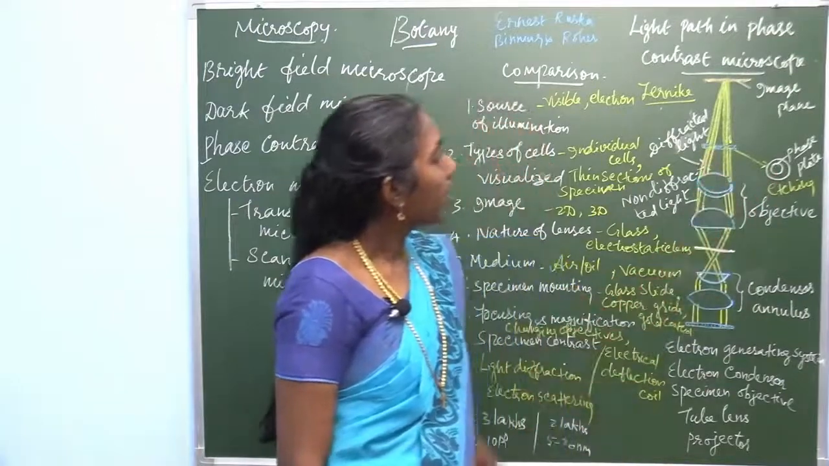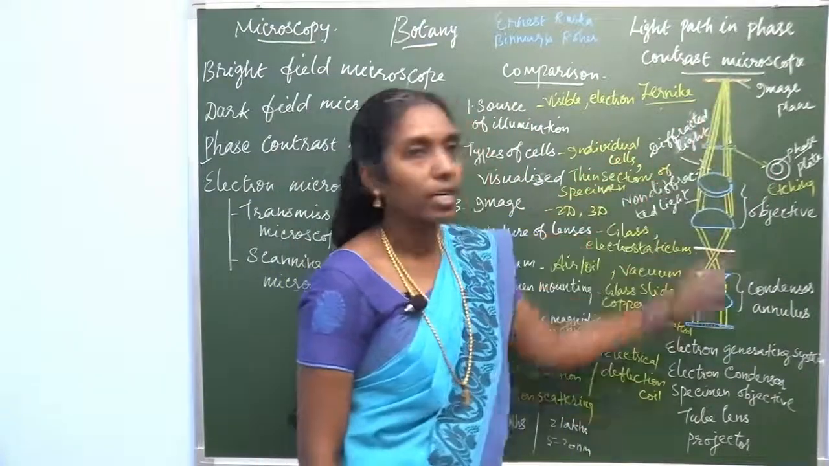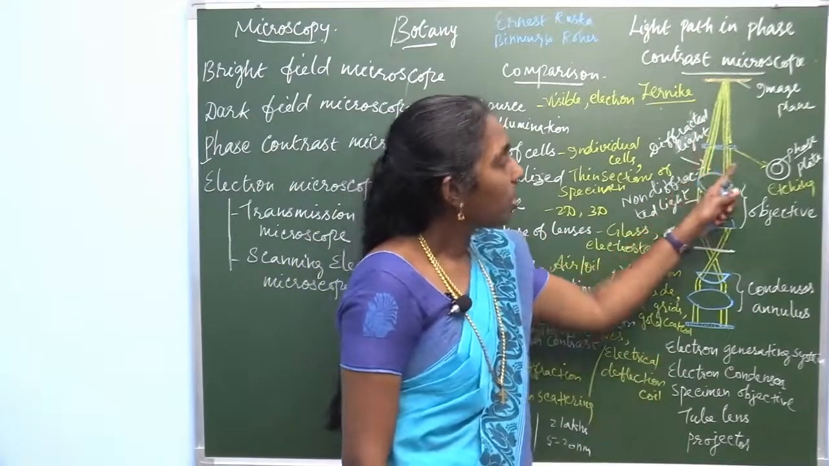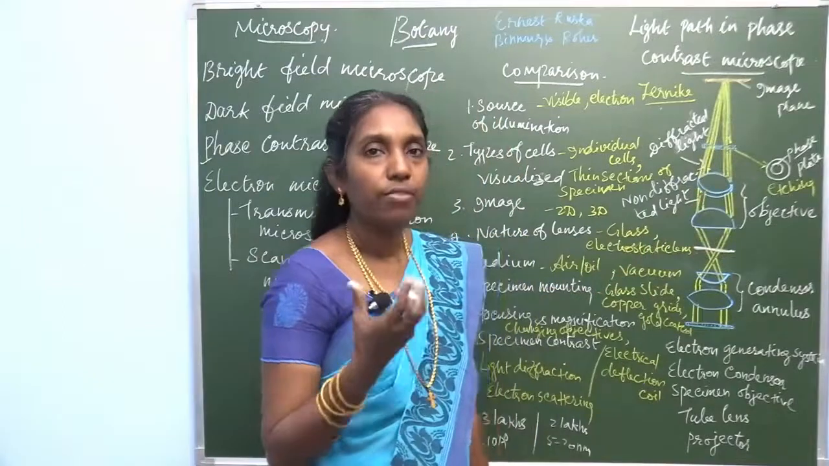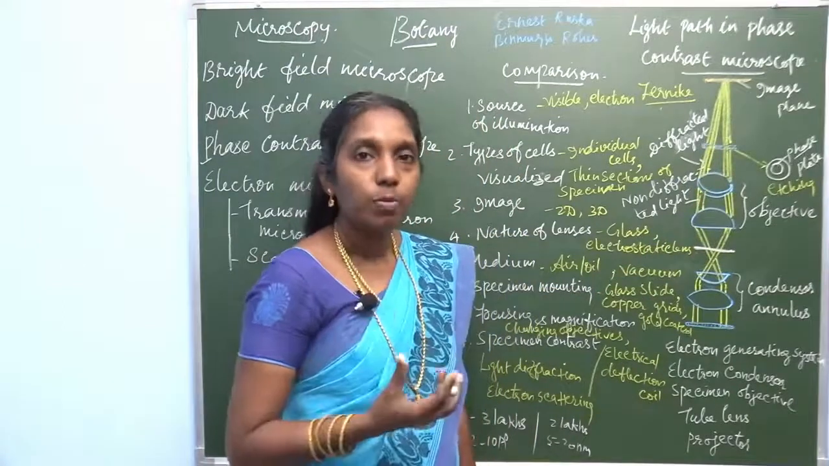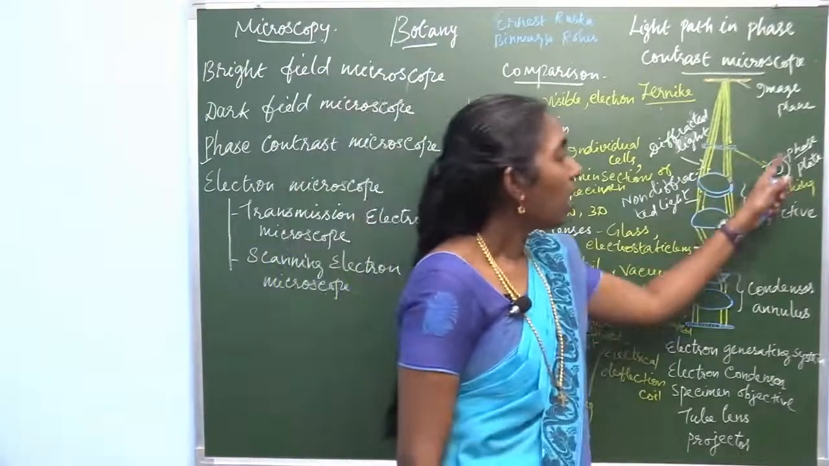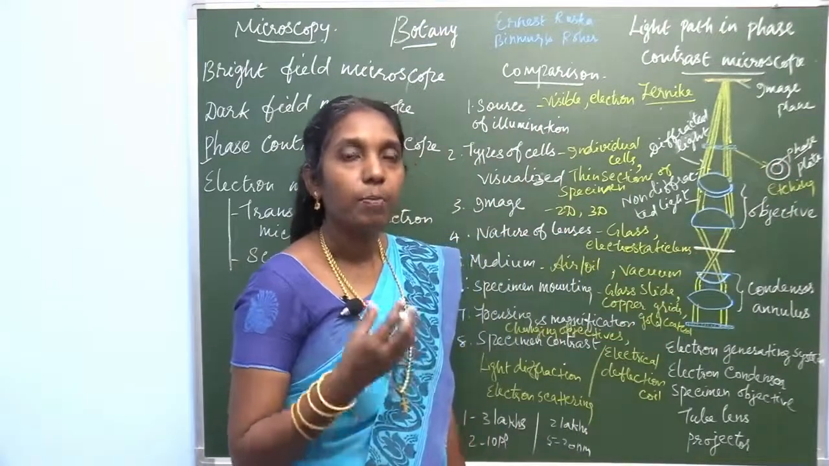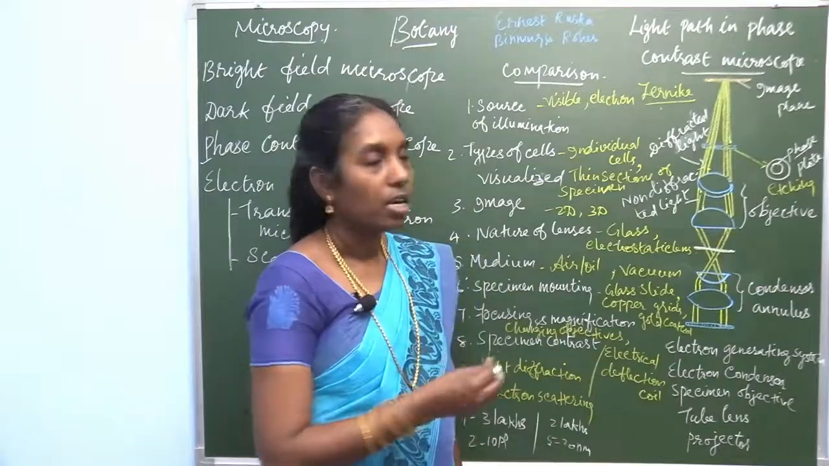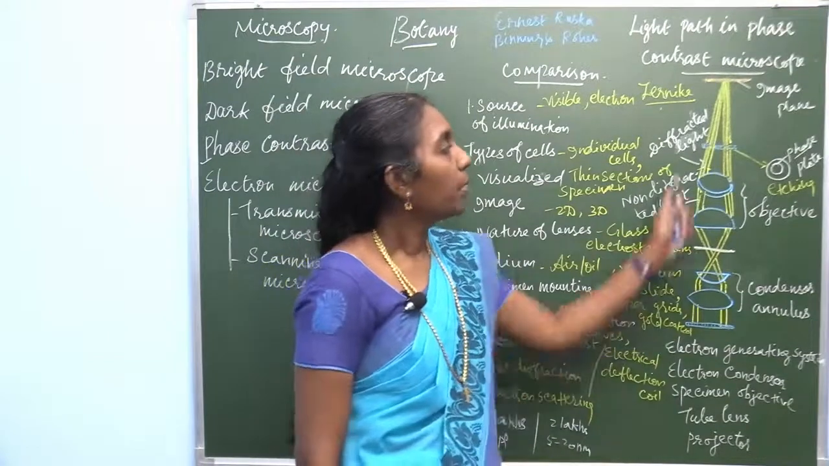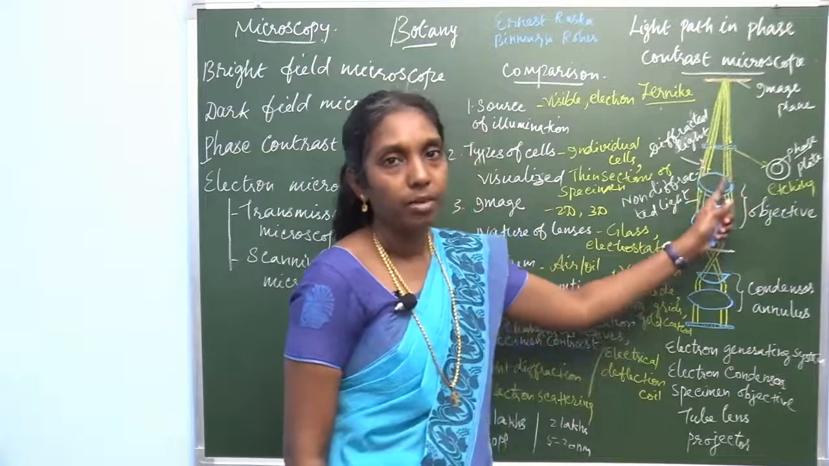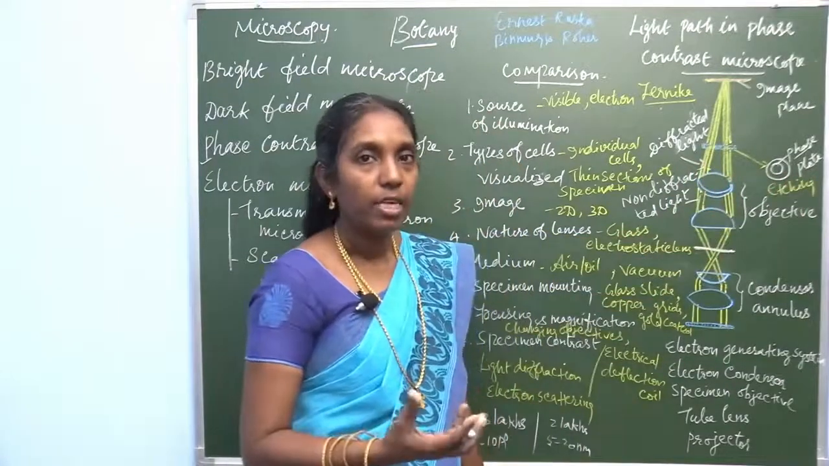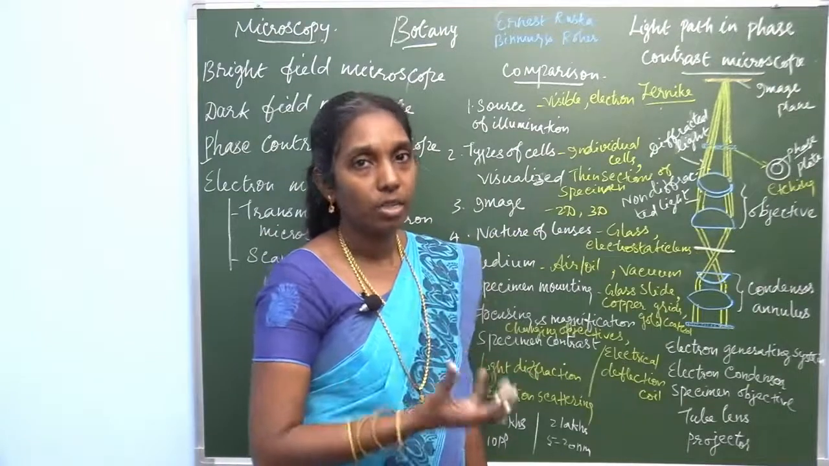So look at this diagram. This is the light path in phase contrast microscope. Here this is the region that introduces the phase plate. The phase plate is a circular annular etching. Etching is a printing process. They use this technique and print this image by means of this phase plate. So the phase plate increases the contrast.